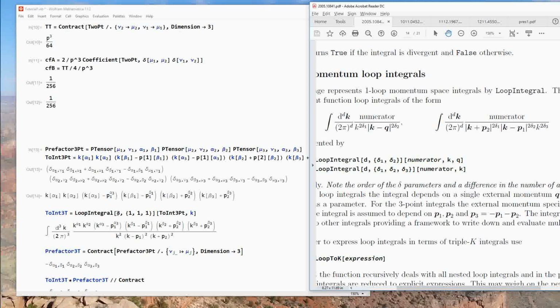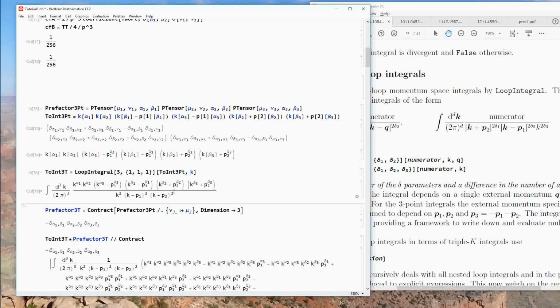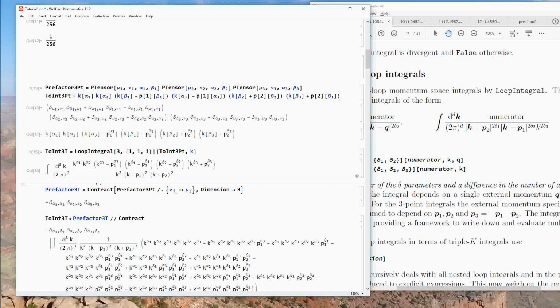So here we have 3 spacetime dimensions, and all powers are 1, these are standard propagators. Then we have the numerator that we wrote here, and we do the loop momentum integral over k. And in the case of 3-point integrals, we do not specify external momenta. It's always assumed that the external momenta are p1, p2, and p3, and they sum to 0. Okay? So we get this integral, and we take our prefactor, and because we will consider here only traces of stress tensor, we trace it.